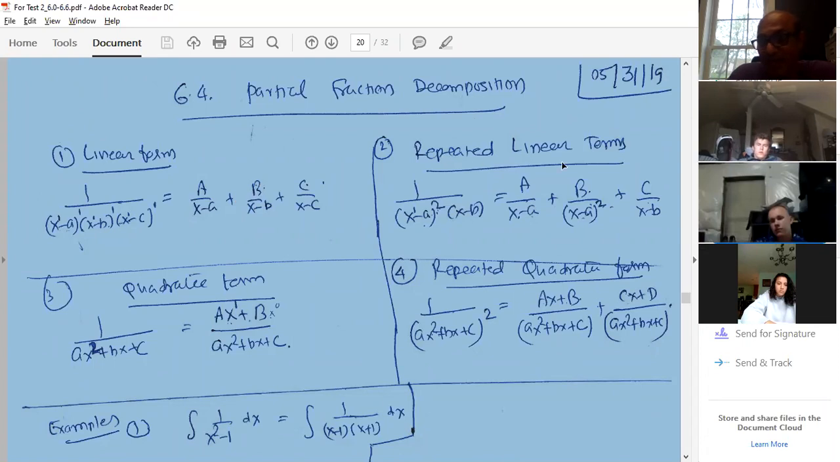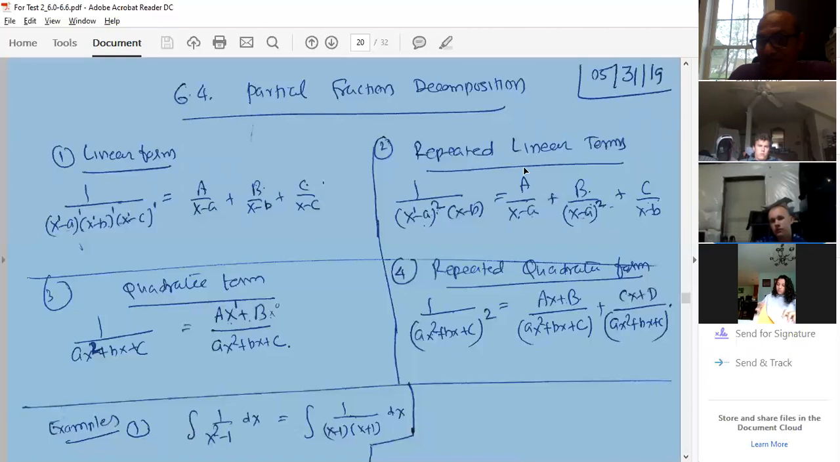Then sometimes you have repeated linear factors. Repeated linear factor means x minus 1. See, the power of x is simply 1, but you have repeated forms. So x minus a times x minus a, same thing. x minus 1, and x minus 2, like this. So x minus a squared. Whenever you have this form, at that time you can consider it like this.